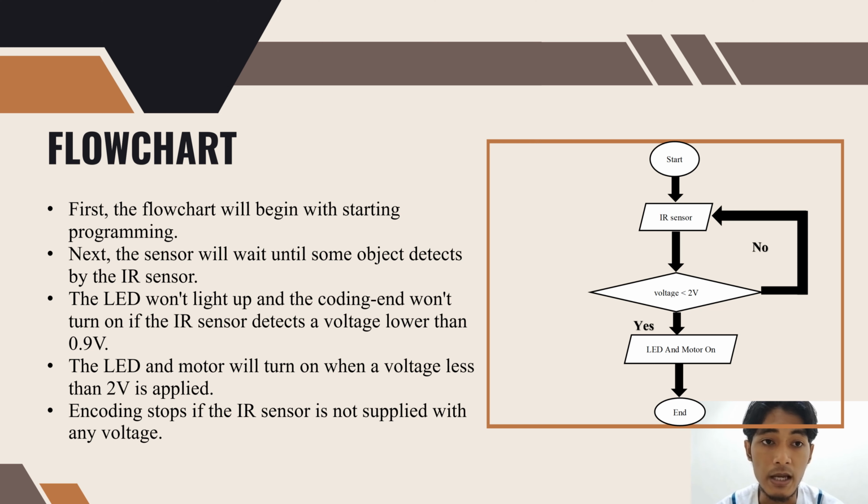But if there is a hand movement on the IR sensor, the voltage supplied will be 2 volt or less than 2 volt, and it will make our output, which is the LED and motor, turn on. And the system ends when the LED and motor are already lit up.